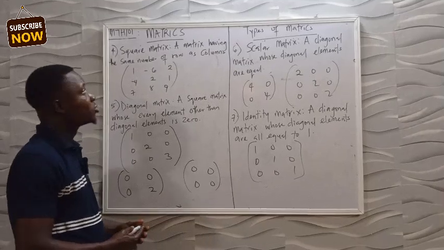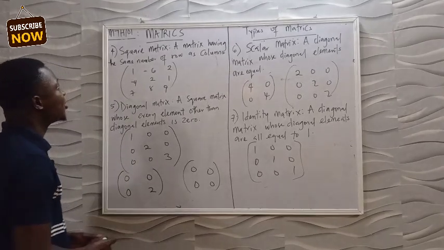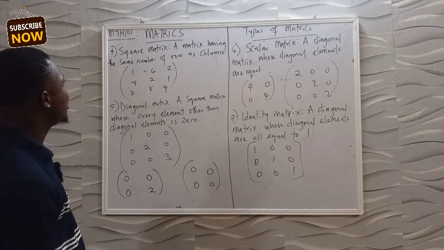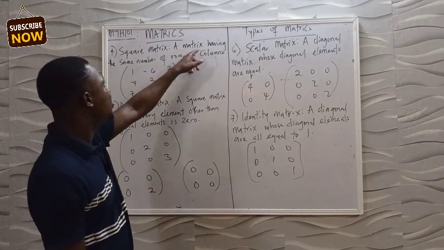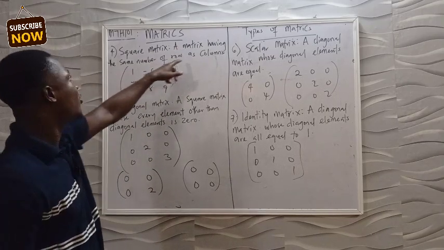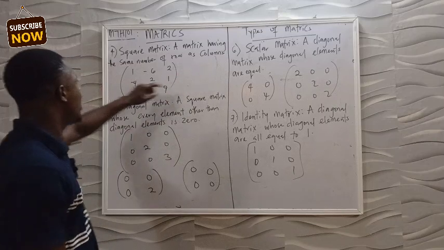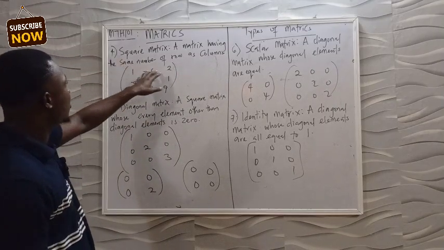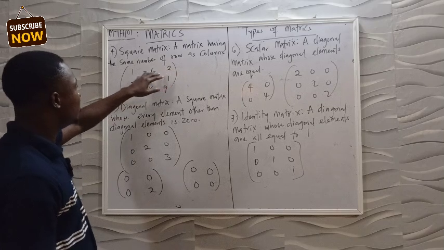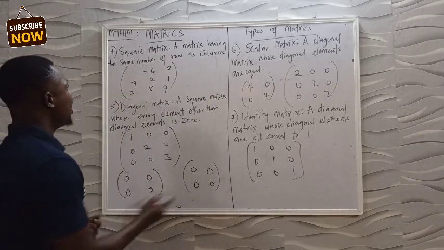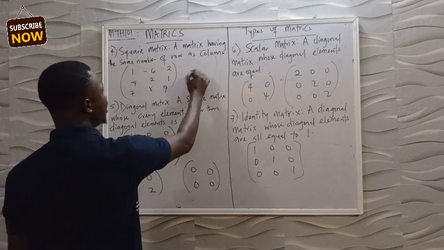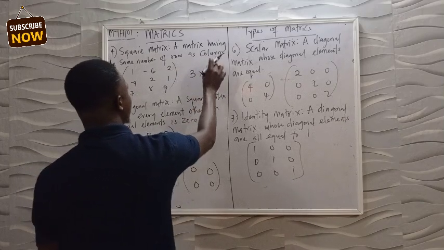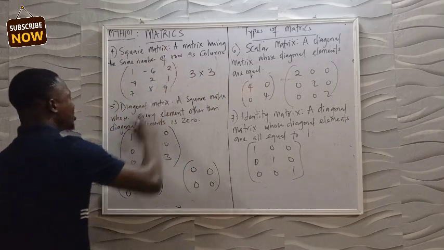Okay. So we look at the other types of matrices. We have the square matrix. A square matrix is a matrix having the same number of rows as columns. So when you have the number of rows equal to the number of columns, then it is called a square matrix. For instance, this is a 3 by 3 matrix. So the number of rows is equal to the number of what? Columns. That's a square matrix.